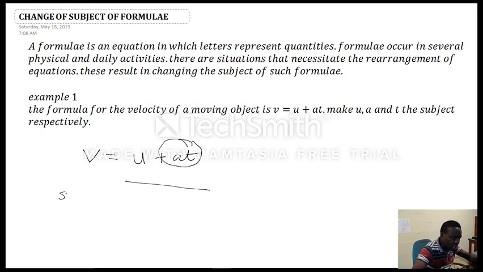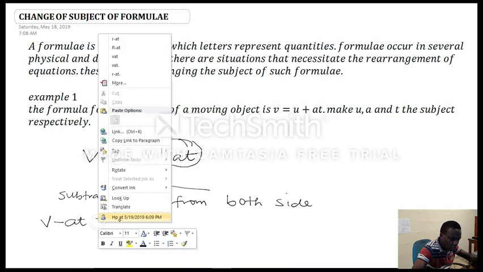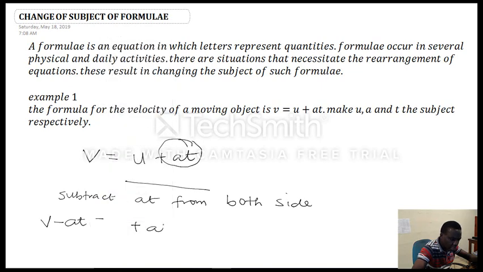So you write subtract at from both sides, meaning from the right hand side I'll subtract at as well as from the left hand side. So we have v minus at is equal to u plus at minus at.